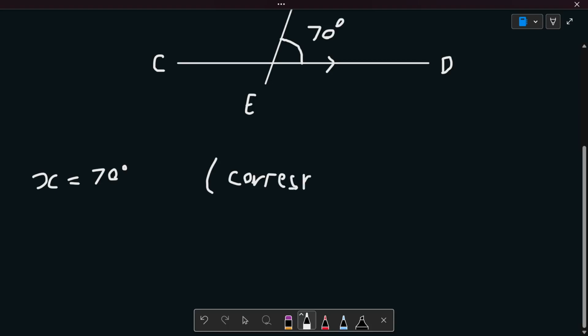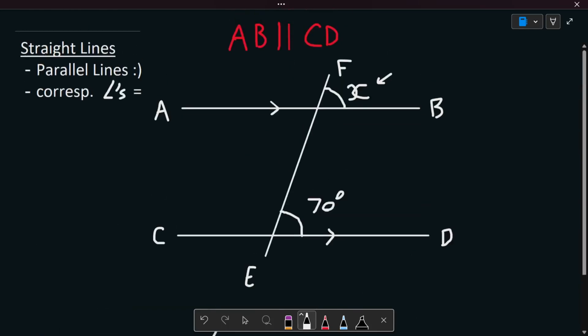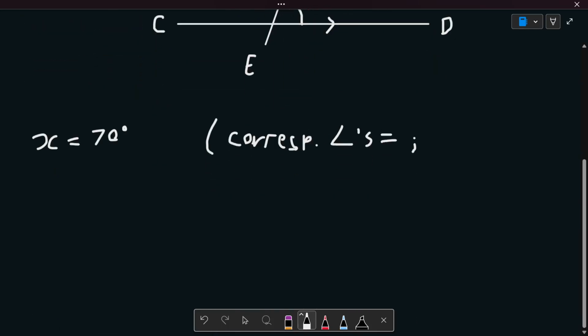See my very beautiful handwriting, but we're going to write it short over here. Corresp angles are equal. And remember the semicolon, meaning because, which lines are parallel? Because AB is parallel to CD.